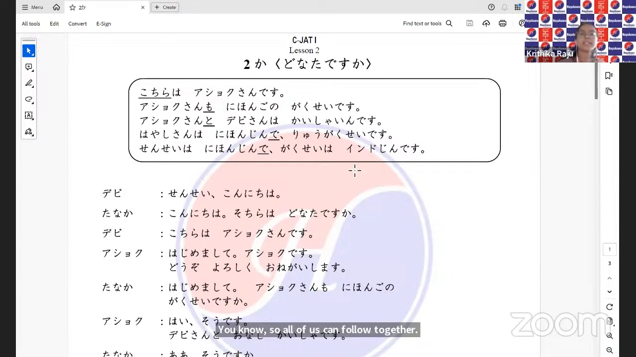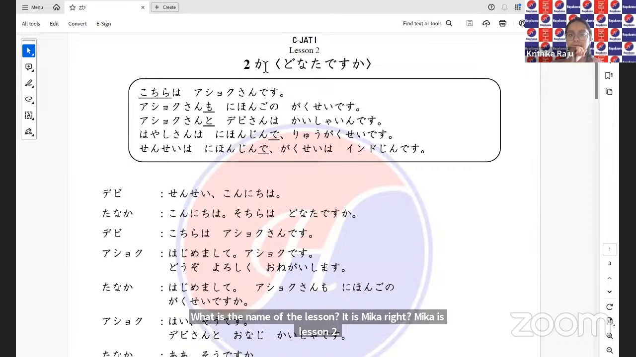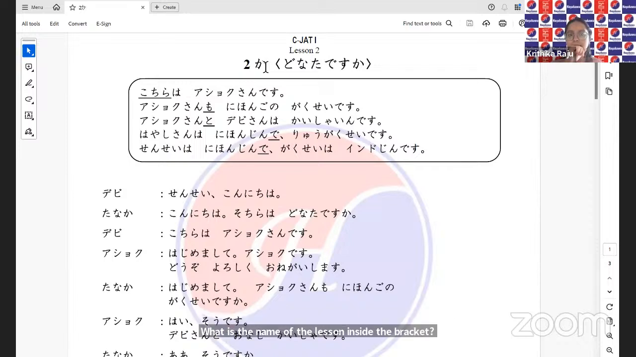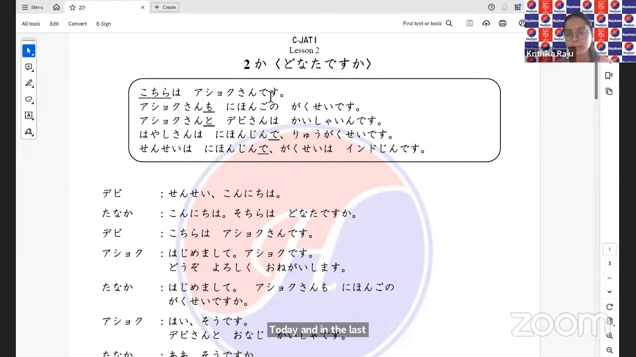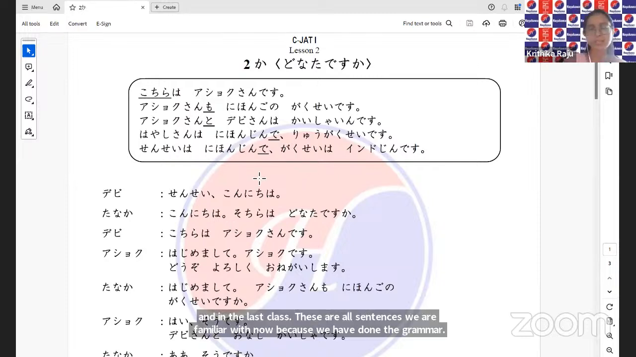What is the name of the lesson? It is Ni-ka, right? Ni-ka is lesson 2. What is the name of the lesson inside the bracket? Donata desu ka? Yes. Donata desu ka? Okay. All right. So once again, the sentences that you have inside the box, I will read them all once. It's just to quickly review whatever we did in class today and in the last class. These are all sentences we are familiar with now because we have done the grammar. So I'm going to read them all once before we go to the lesson.